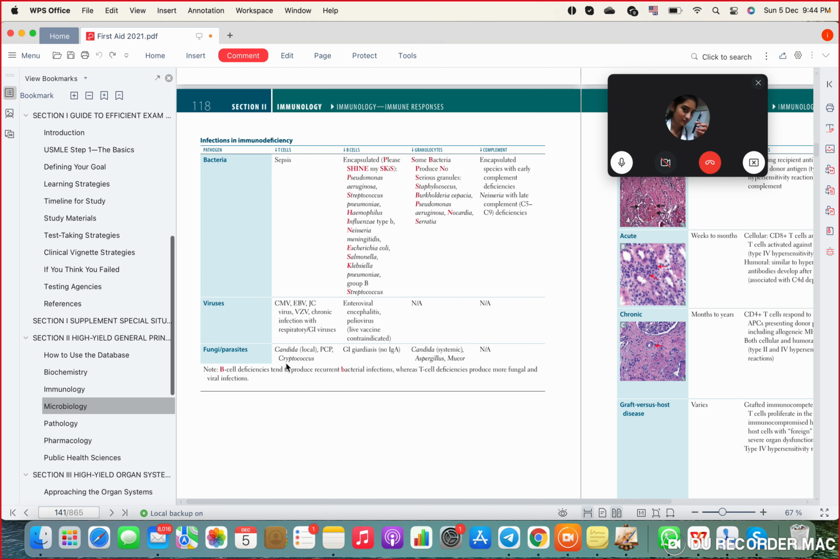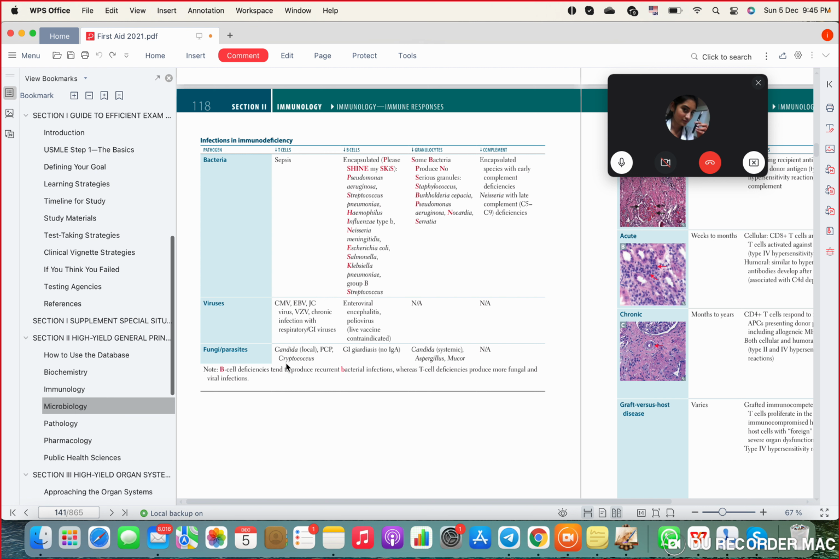For example, neutrophils. So if neutrophils are dysfunctional, we can have a lot of bacterial infection, not viruses, and some fungi like Candida. But the Candida will be systemic, which means it can affect the heart, leading to endocarditis, and affecting other visceral organs.